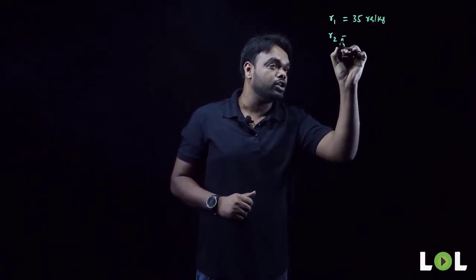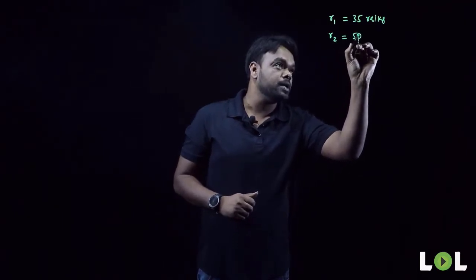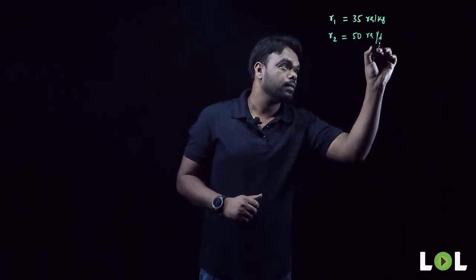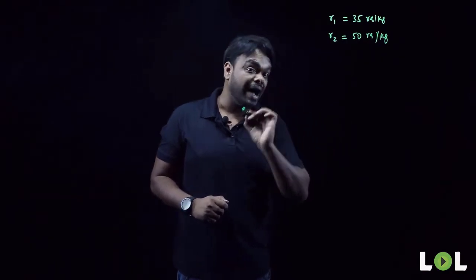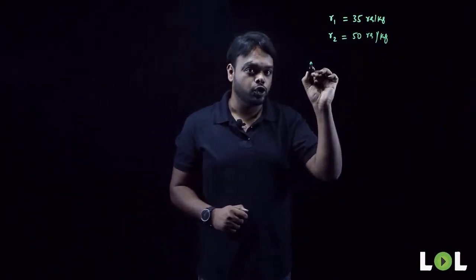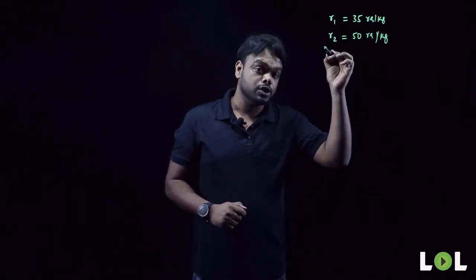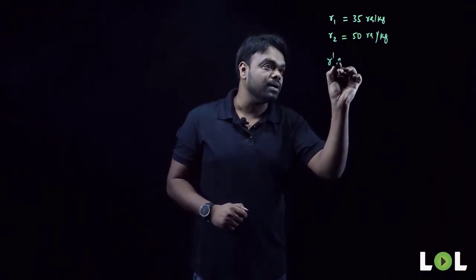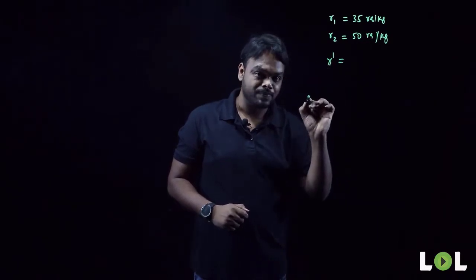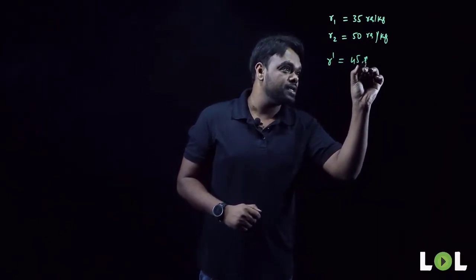Let us directly start with an example here. Now, if you have two types of rice, let's call them R1 and R2. Now, R1 costs you 35 rupees per kg, whereas R2 costs you 50 rupees per kg. Now, suppose I ask you, in what ratio you have to mix both the rice so that the price of the mixture, let's call it R dash, is 45 rupees per kg.